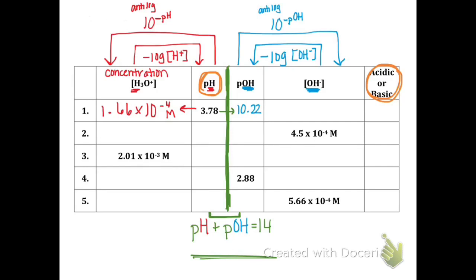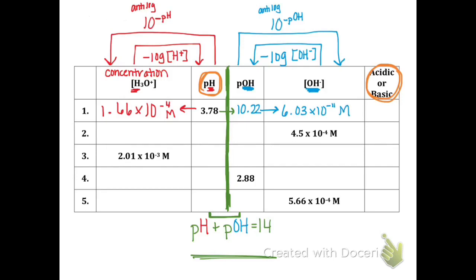Now, how can I go from pOH to hydroxide concentration? Well, if I follow my map, I'm going to use my antilog once again. So I'm going to do antilog of negative 10.22, which is second log on your calculator. So go ahead and type it with me, and you should get 6.03 times 10 to the negative 11 molar.